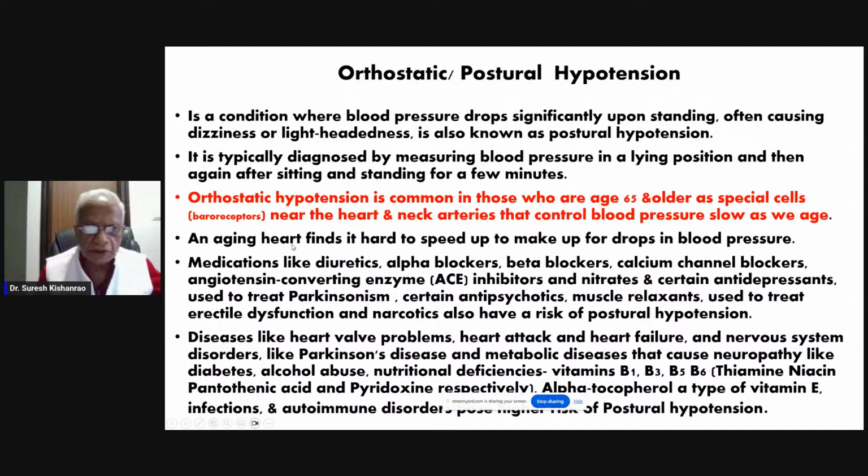Basically, this is seen as an aging heart finds it hard to speed up to make up the drop in the blood pressure. This is very common in people aged 60 years or more, where the aging heart and neck arteries are unable to control the blood pressure as age advances. There are medications used like diuretics, alpha blockers, beta blockers, etc., which also disturb the blood circulation and may cause postural hypotension. In addition, there are certain nervous system diseases like Parkinson's, metabolic diseases, and almost all vitamin deficiencies which lead to neurogenic hypotension.